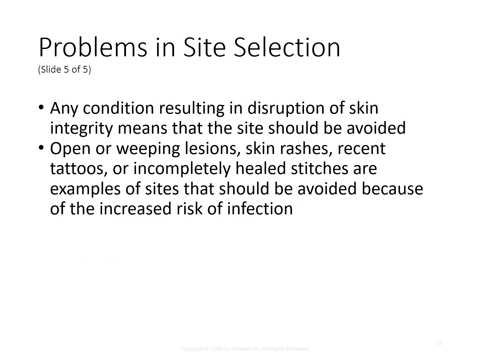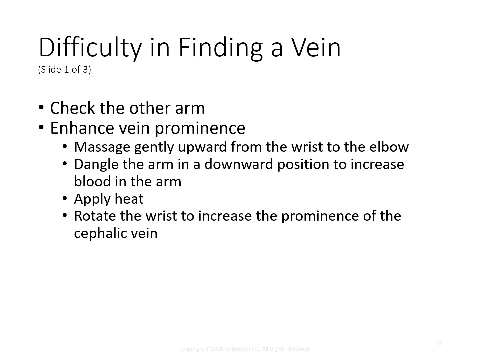Any condition resulting in disruption of the skin integrity means that the site should be avoided. So if they have really loose skin that's kind of falling apart, we want to stay away from that as much as possible. If there's any open or weeping lesions or skin rashes, if someone has just gotten a tattoo, or if they have incompletely healed stitches, we want to try to avoid those areas because they're going to be at an increased risk of infection.